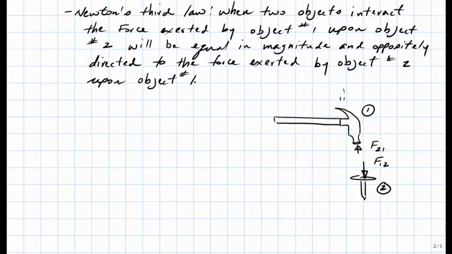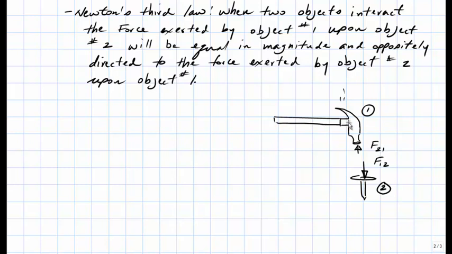Newton's third law states that the force exerted by object number one, which is the hammer, upon object number two will be equal in magnitude and oppositely directed to the force exerted by object number two, which is the nail, upon object number one, which is the hammer. In other words, Newton stated that the magnitudes of these two forces are equal and the directions are opposite.